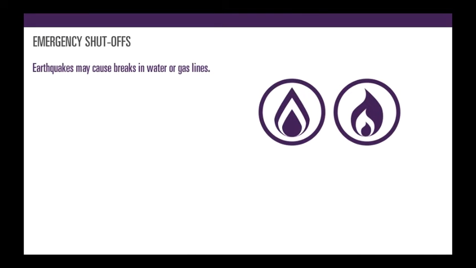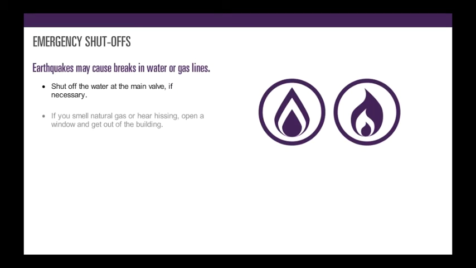If you know where to find the emergency shutoff valves, you may be able to prevent further damage to a consumer's home. If you suspect the water line is broken, shut off the water at the main valve. If you smell natural gas or hear hissing, open a window and get out of the building. Shut off the gas from the main valve outside the building.